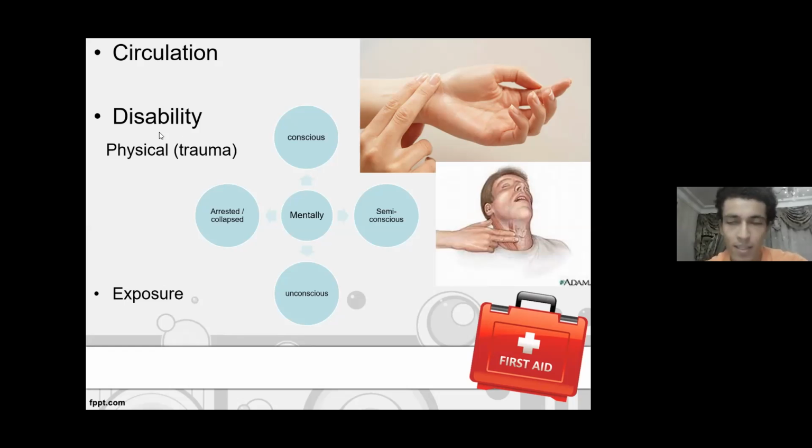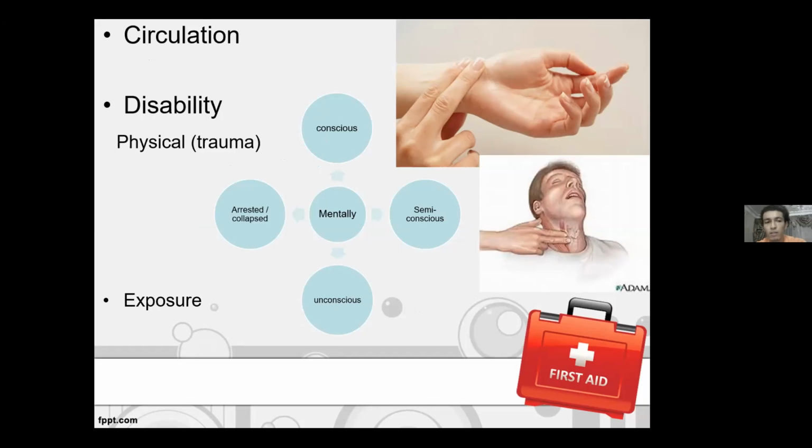The D is disability. Disability contains two methods, physical or mental. Physical is whether there is any trauma. Mental is that I ask the patient in the emergency situation, what's your name, what's the time, where are we now. If the patient replies very clearly, then he's conscious. If he replies semi-consciously, sluggish and hard in speech, this is semi-conscious, like he's in a shock, not more.